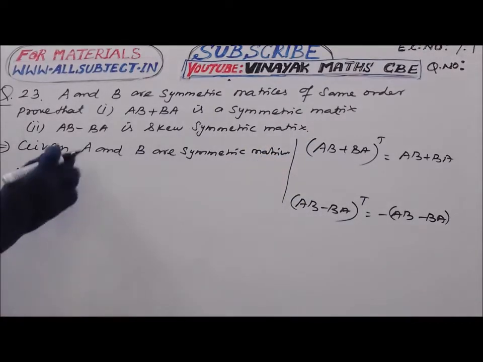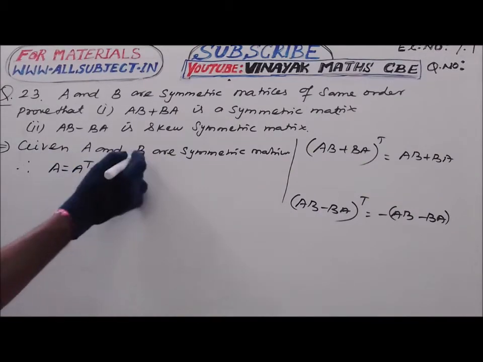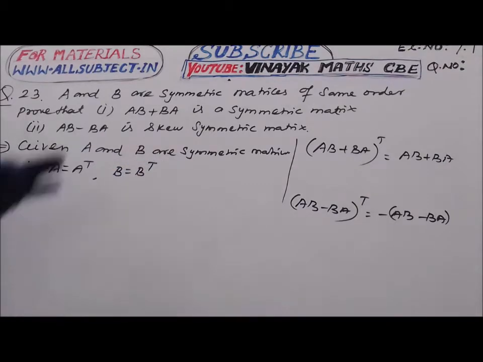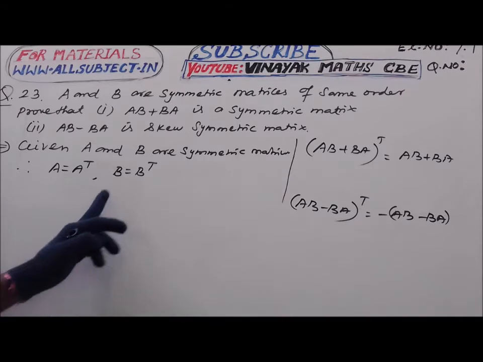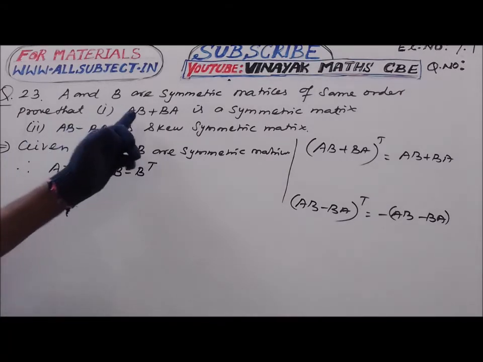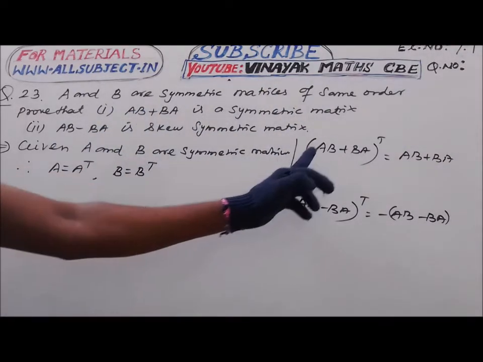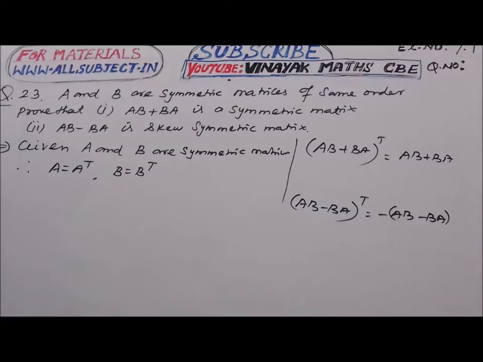Therefore, if A is symmetric, then A equals A transpose, and B is symmetric, B equals B transpose. By the given condition, we have two results: one is A equals A transpose, another one is B equals B transpose. The subdivision 1 is we should show AB plus BA is symmetric. This means we should prove (AB plus BA) whole transpose is equal to AB plus BA.